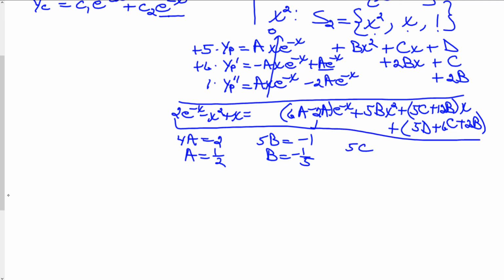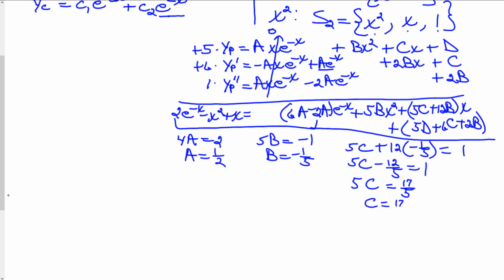Okay, then the coefficient of x on the right is 5c. Let me draw a little line to separate our work. So 5c plus 12b, which is -1/5, is equal to the coefficient of x on the left, which is +1. So this is 5c minus 12/5 equals 1, which gives, I'm sorry, yes, that's correct. So 5c equals 1 plus 12/5. 5/5 plus 12/5 is 17/5. So c is equal to 17 over 25. All right, so now all that's left is to match our constant terms.